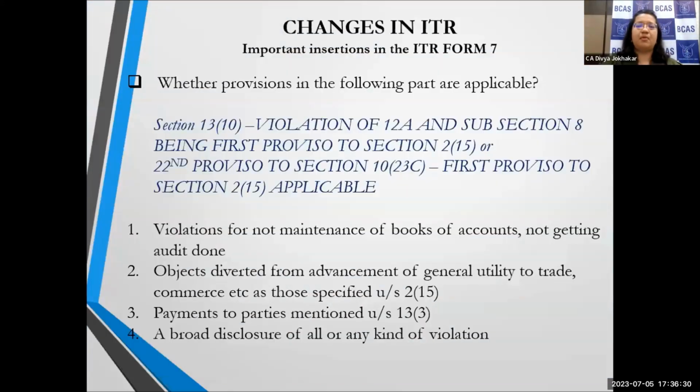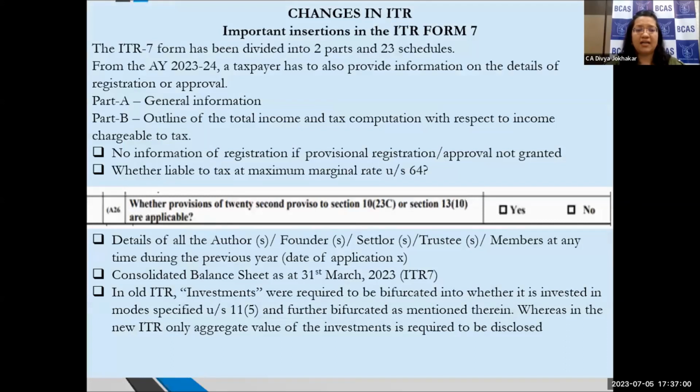Section 10(23C) speaks about violation of registration, the purpose for which you have taken a registration under income tax as a charity trust. You have violated it where you have moved out totally into trade and commerce, which is more than 20% of your gross receipts. Or else you have also given any benefits to Section 13 parties, which are related trustees, managers, etc. In case of these violations, you will have to put a yes in your ITR, which is A26 in general information.